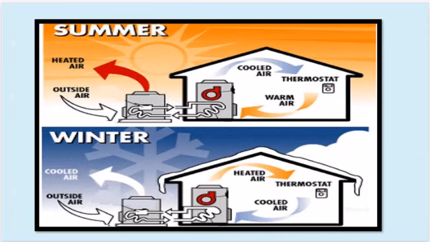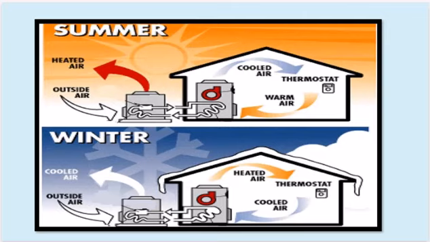This illustration demonstrates the operation of a heating, ventilation, and air conditioning system, HVAC, during both summer and winter seasons. In the summer section, we see how outside air is drawn into the system, where it is cooled before being circulated into the living space. The cooled air is regulated by the thermostat, ensuring a comfortable environment inside.